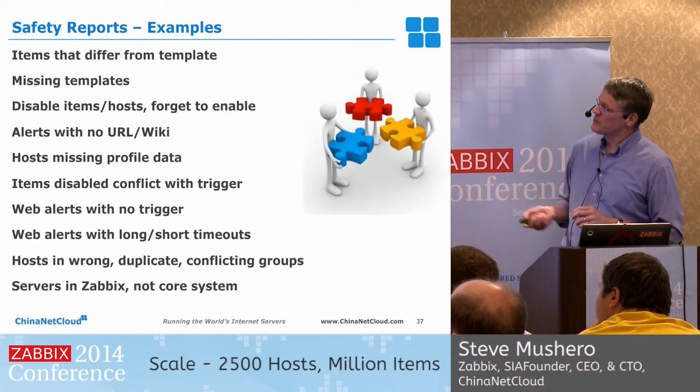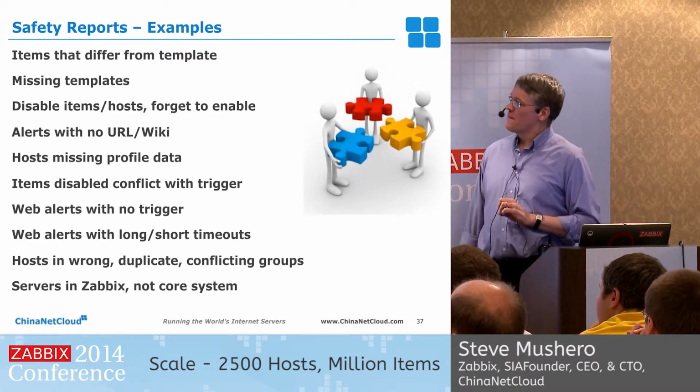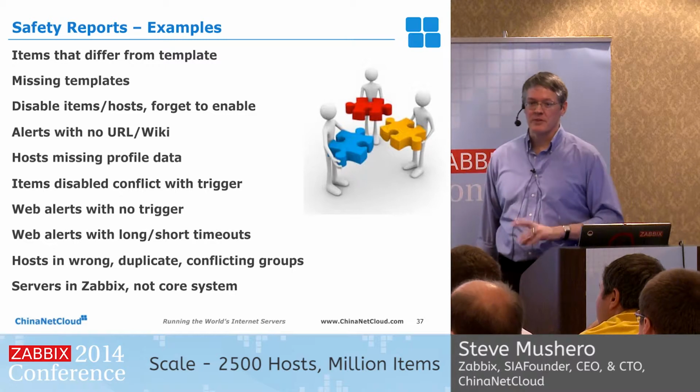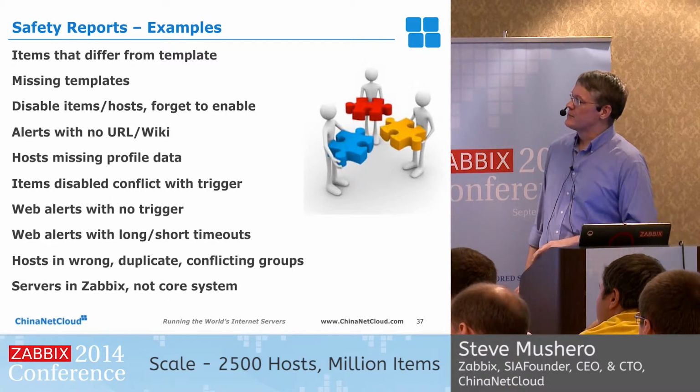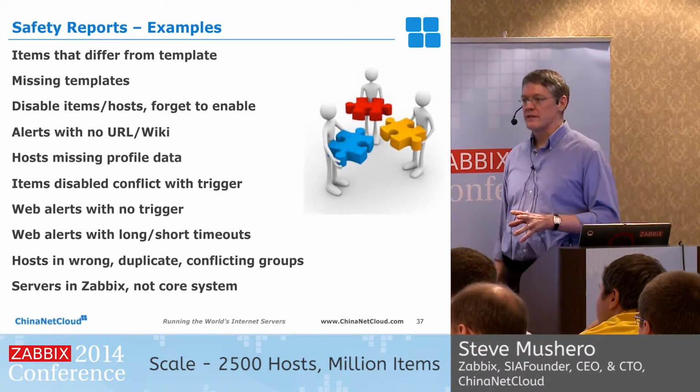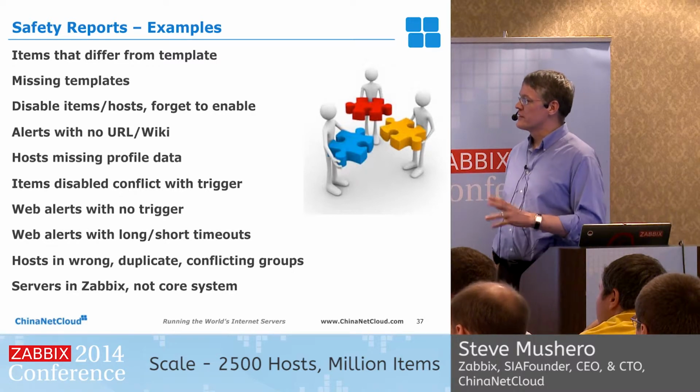So here's some examples of what we do for that. Items that aren't in the templates, missing groups, disabled items, things that are missing, URLs, wikis, conflicts, all that kind of thing.